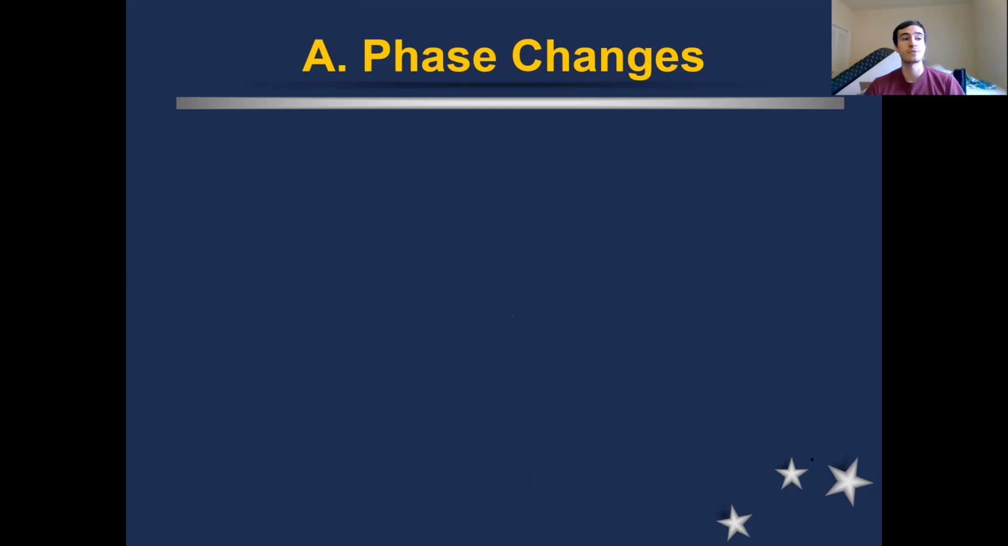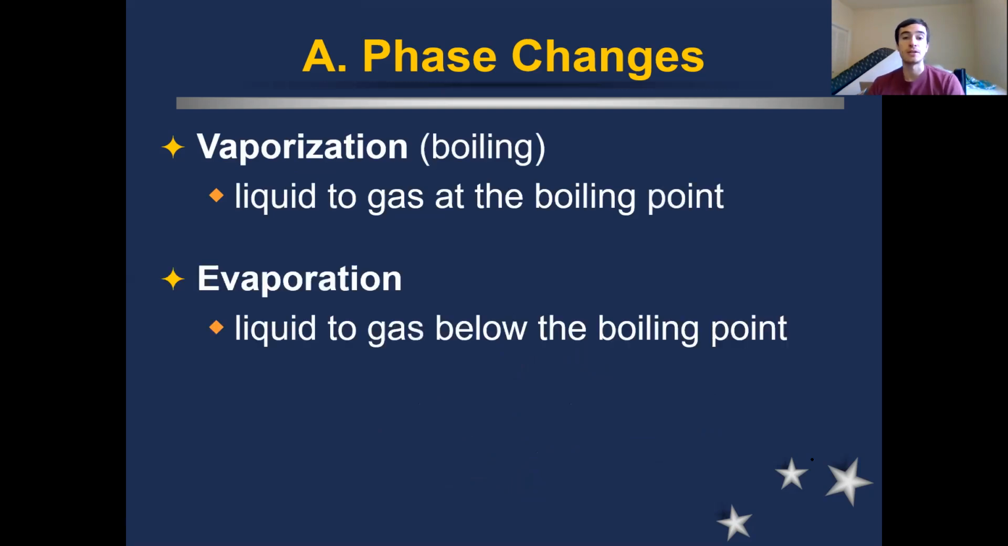All right, so we've gone from solid to liquid and back. We can also go from liquid to gas and back. So vaporization and evaporation both describe the process of going from a liquid to a gas, just in a slightly different way. Vaporization, you've probably heard of before as boiling. So this is when we take liquid and we heat it up to what's called the boiling point.